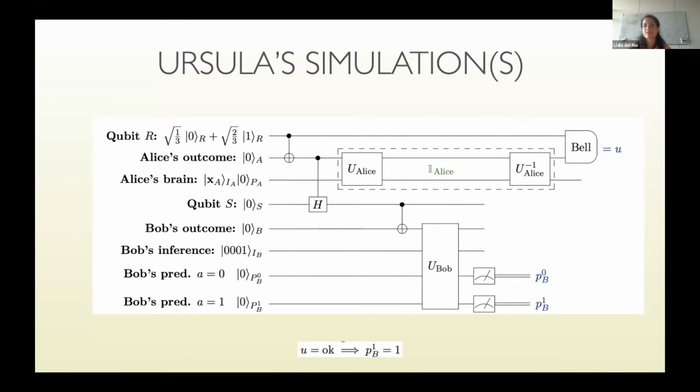And now Ursula can just run a simulation of all the circuit up to now. She doesn't need to know what Alice's beliefs were, because whatever unitary Alice applied, she will just undo it, right? So in Ursula's second simulation, she just applies the identity matrix there. She runs the whole circuit up to now, and then she does exactly what we saw a few slides ago.